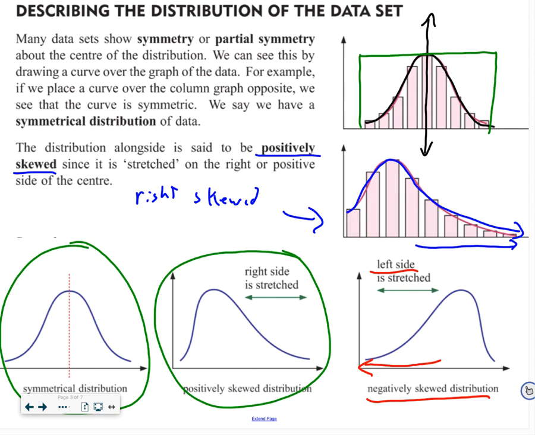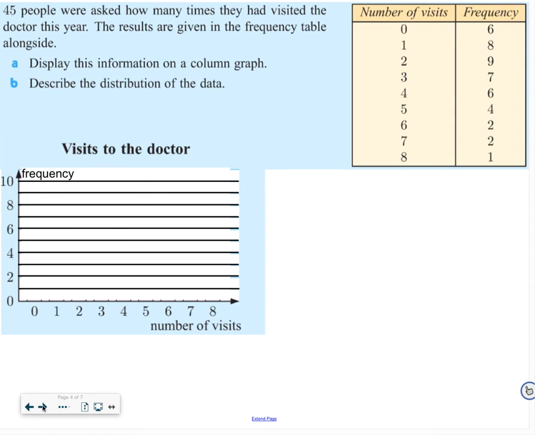You might be asked to describe that distribution. In this example, there are 45 people who were asked how many times they visited a doctor this year. The results are given in this frequency table. If we want to display this in a column graph, I'm going to make sure I have gaps in between my bars. For 0, I have a frequency of 6, so my graph goes up to 6, and I draw my column. For 1, it should go up to 8.